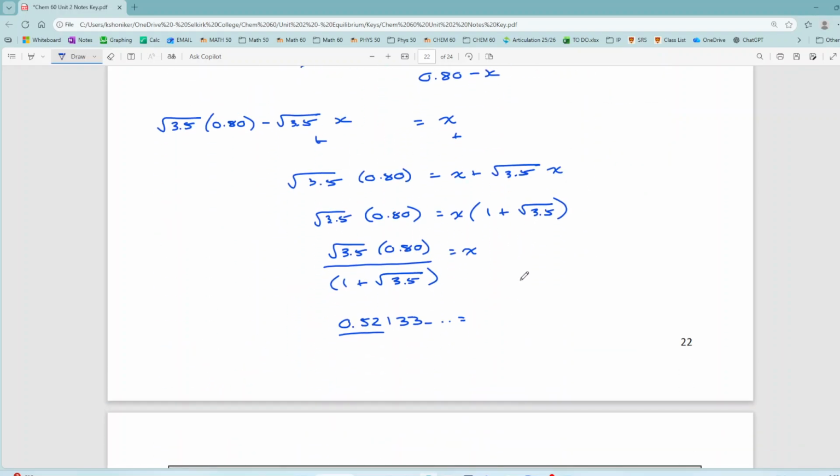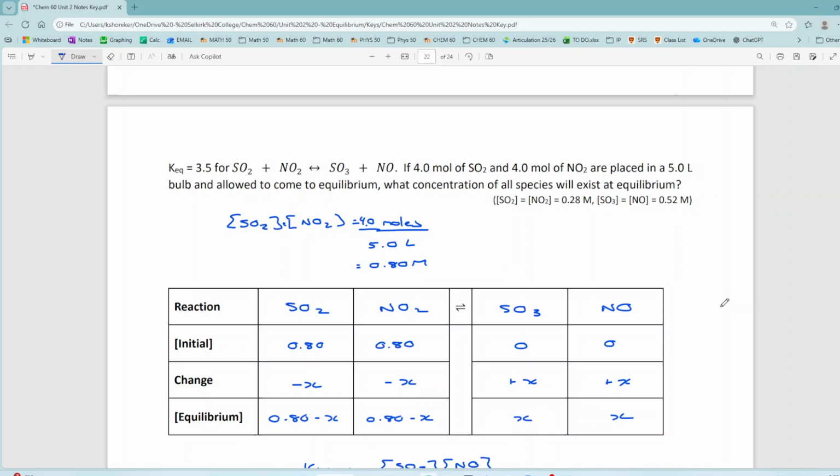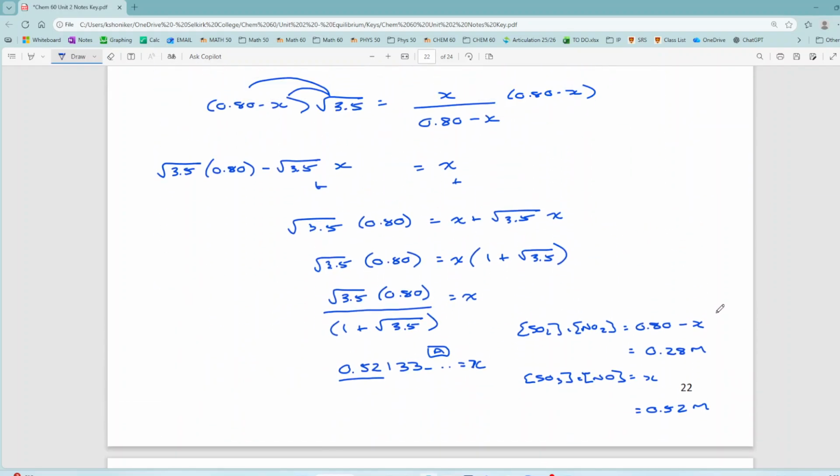So the concentration of sulfur dioxide will be the same as the concentration of nitrogen dioxide, which is going to be 0.80 minus the x. So I would store this as A, and then I'm going to do 0.8 minus recall A. And to 2 decimal places, I would get 0.28 molar, and then same thing for the other side. Sulfur trioxide is going to be the same as nitrogen monoxide, which is just x. So that's going to equal 0.52. I guess I didn't need to store it. Let's just check those answers are correct. Yay. Awesome. So that's all type 4.